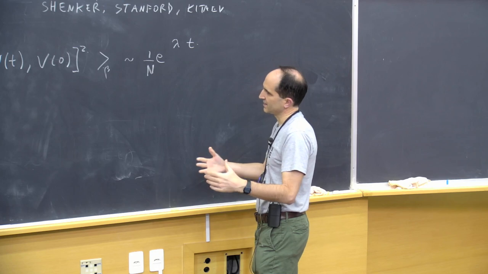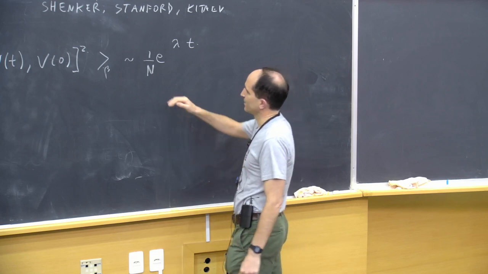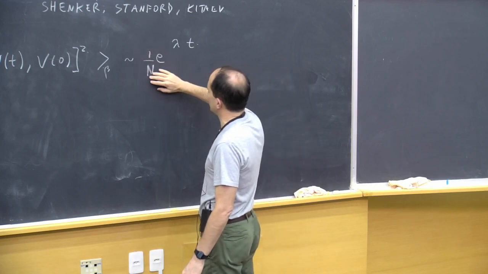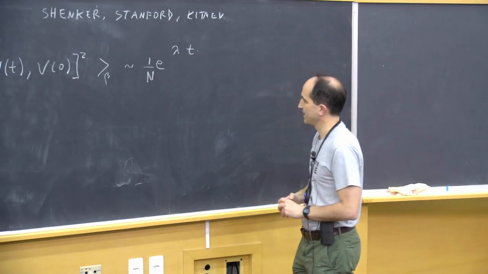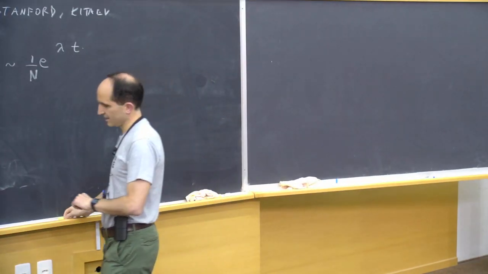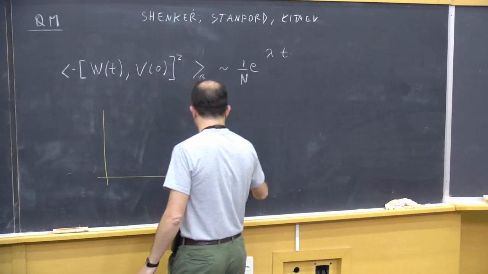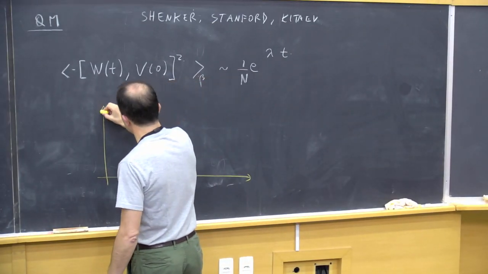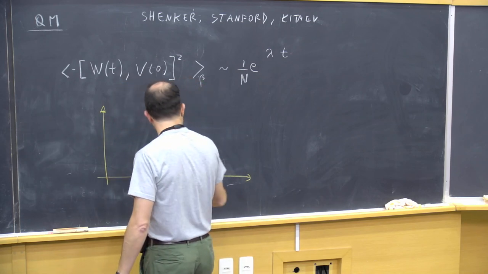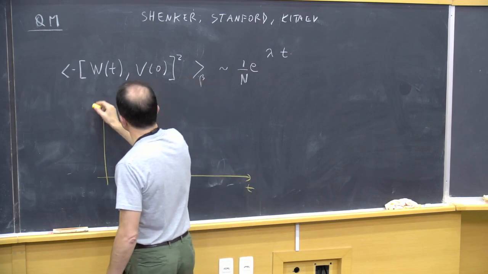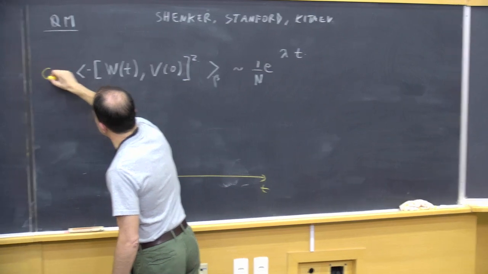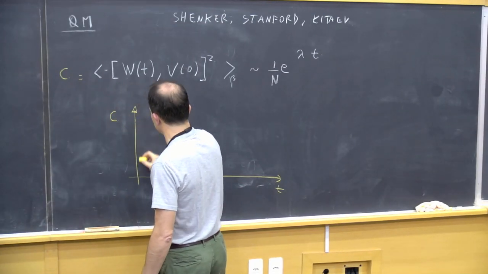But if the system has some kind of large n limit, then we expect that this commutator will involve some inverse power of n. So the general behavior of this commutator is expected to be the following. Initially, this is time, and this is the value of the commutator. Let me call it C for commutator. So it starts out being zero.